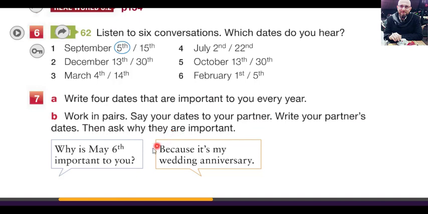For example, I see my partner's dates, so it's the 6th of May. Then I say, why is May the 6th important to you? Because it's my wedding anniversary. This is an exercise you will do in the class.